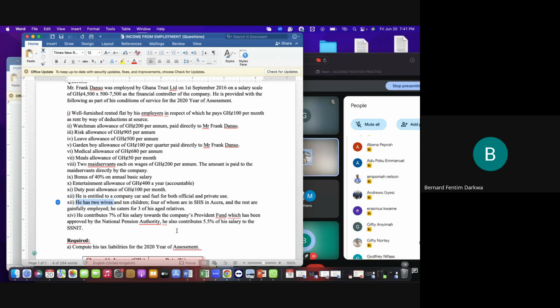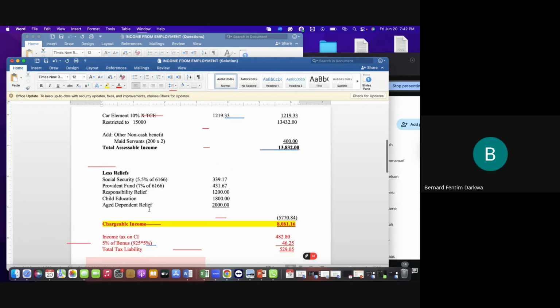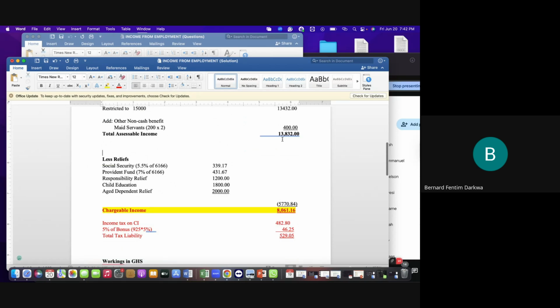One is 600, and you have 3 children, so you get 1,800. They said the child relief is up to 3. Up to 3, yes, 1,800. So that is how it works when you compute the assessable income.